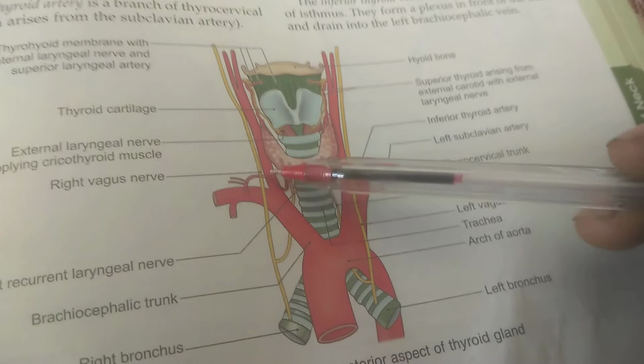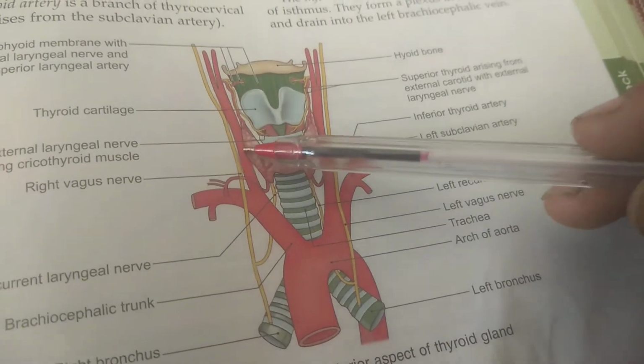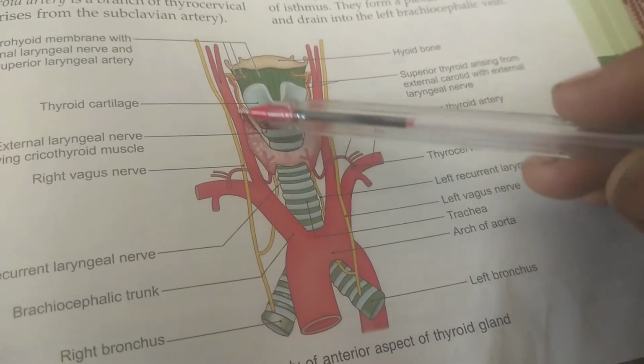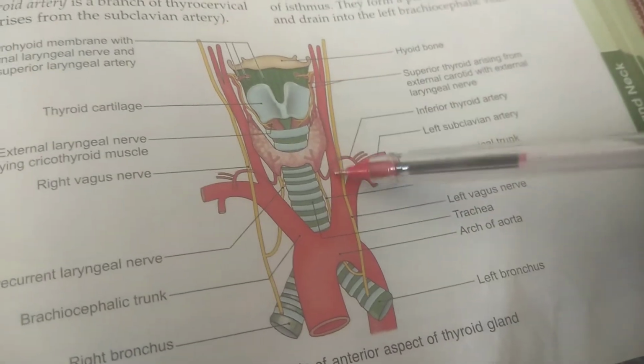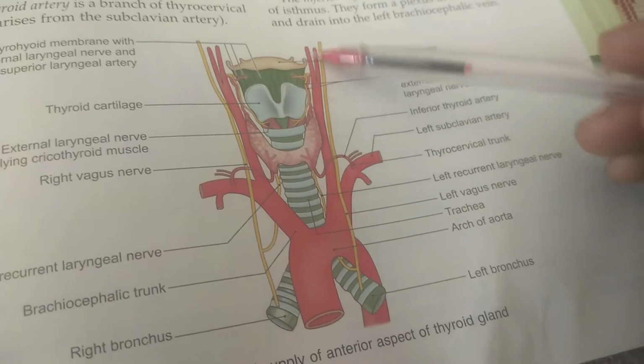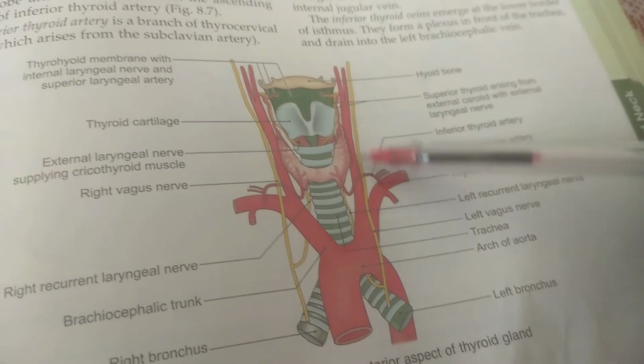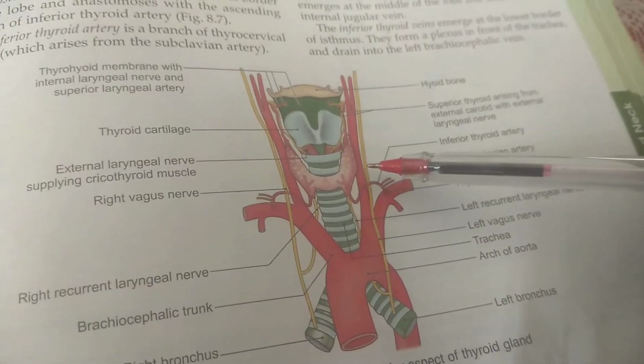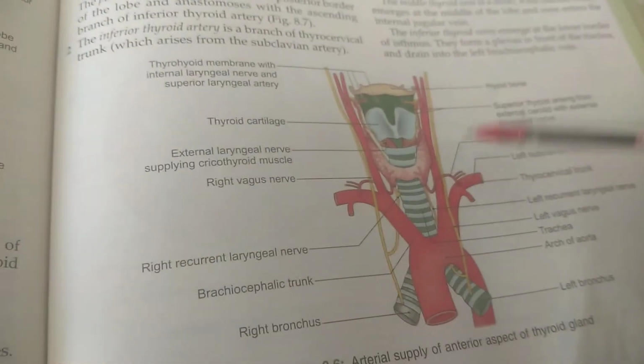This is the isthmus, and behind the thyroid gland and a little on the lateral side, the red colored structure that you can see is called the common carotid artery, which is dividing upwards into external carotid artery and internal carotid artery. So this posterior surface is related to common carotid artery and it is covered by a sheath which is called the carotid sheath.